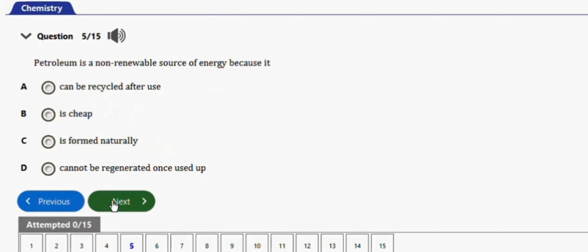Let's take the next question. It says petroleum is a non-renewable source of energy because it can be recycled after use. No. It's cheap? No. It's formed naturally? No. It cannot be regenerated once used up. Yeah, option D, the right answer.